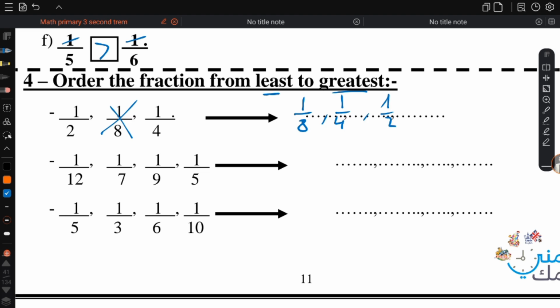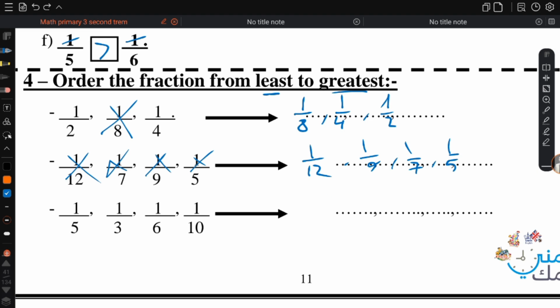The next one. 1 over 12, 1 over 7, 1 over 9, 1 over 5. Which one has a greater denominator to be the smallest fraction? Yes, 1 over 12. So 1 over 12. And then, yes, 1 over 9. Okay. And 1 over 7. And lastly, I have 1 over 5.